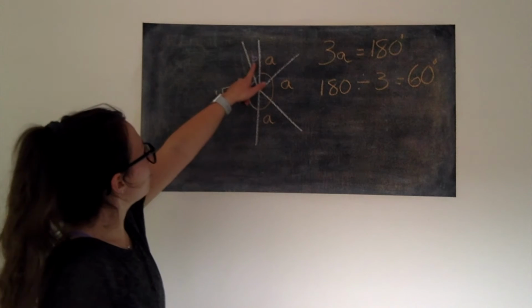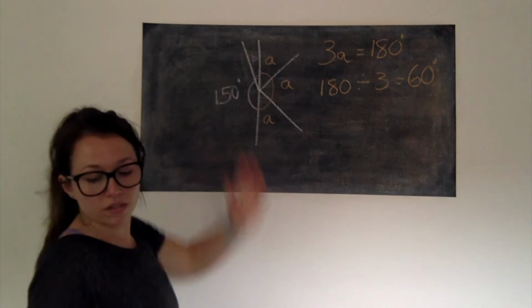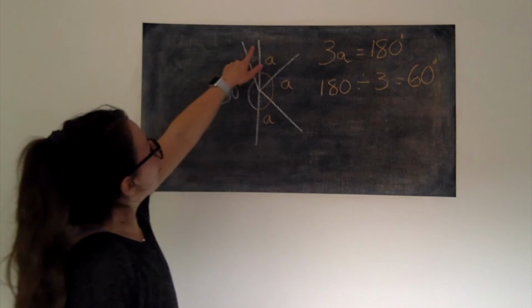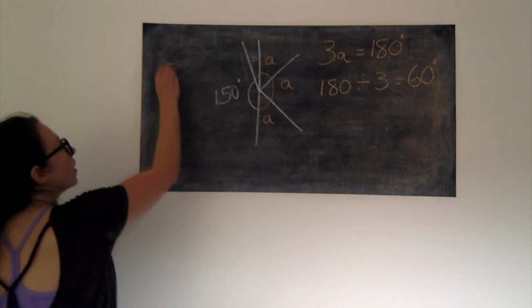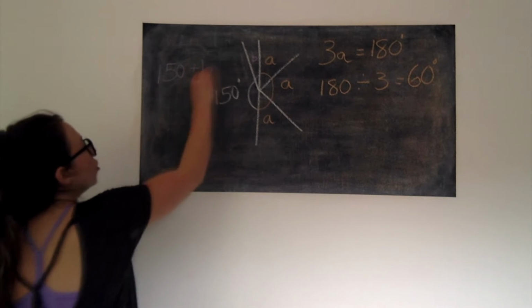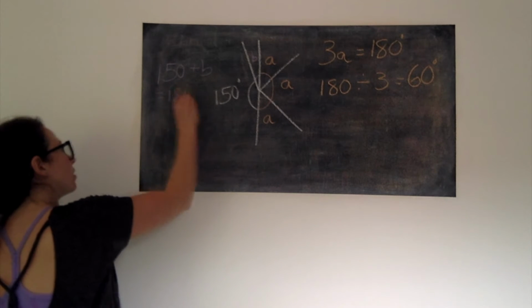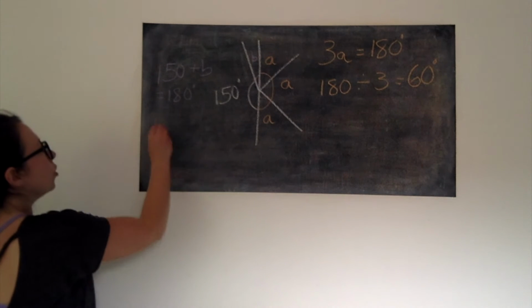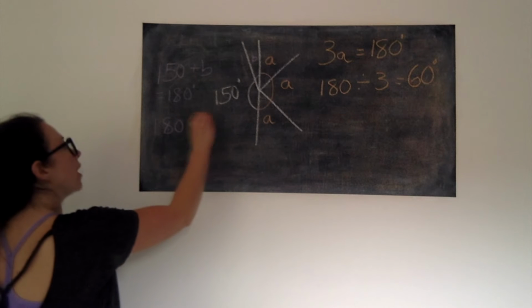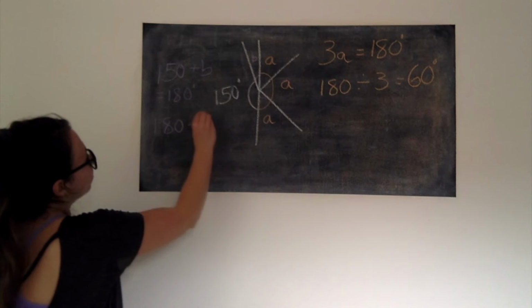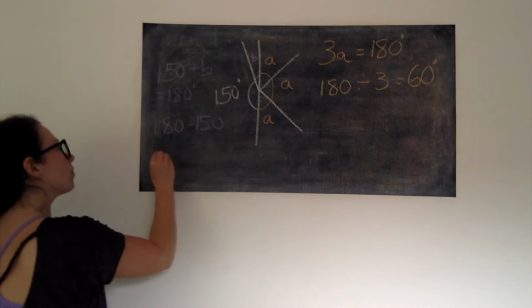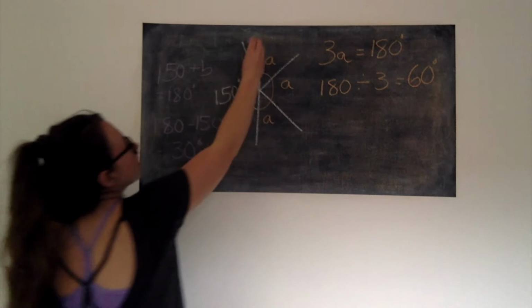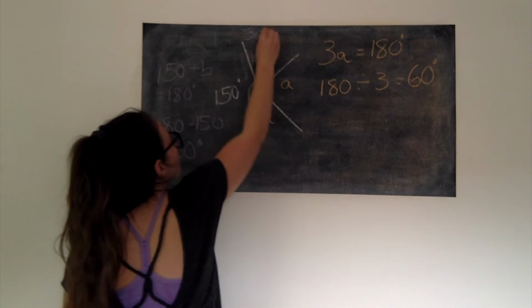Now let's have a look at b. b is the other side of my straight line. So I know that 150 plus b equals 180 degrees because it's on a straight line. So just as we were doing before, to figure out b, we do 180 subtract 150, and that gives us 30 degrees. So b equals 30 degrees.